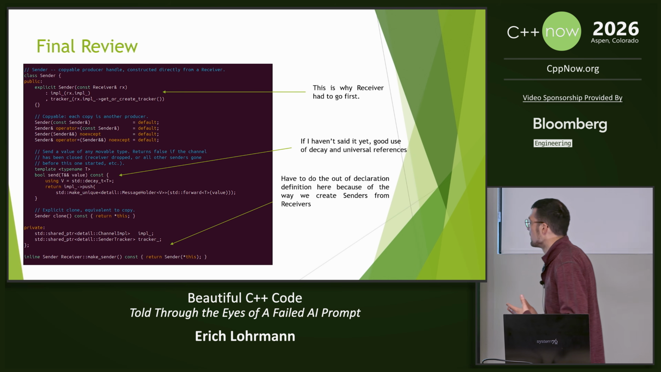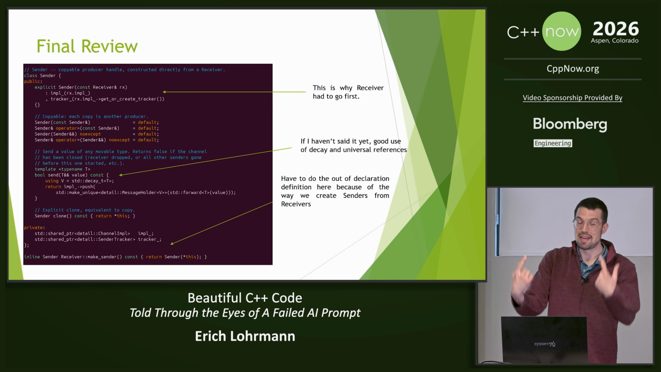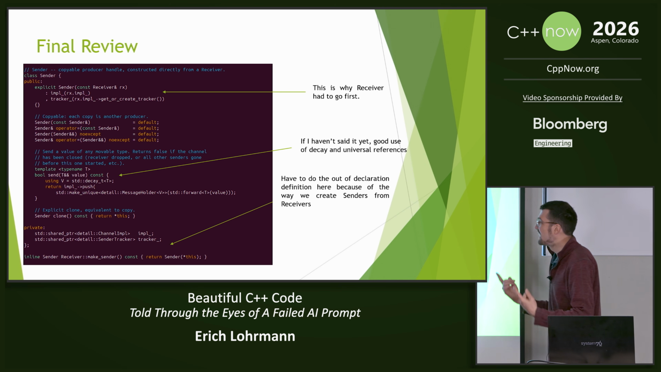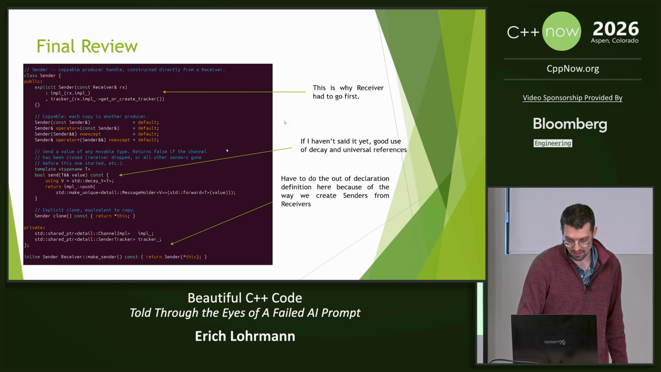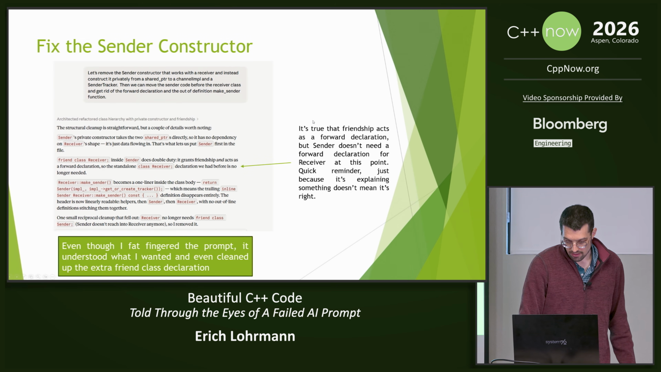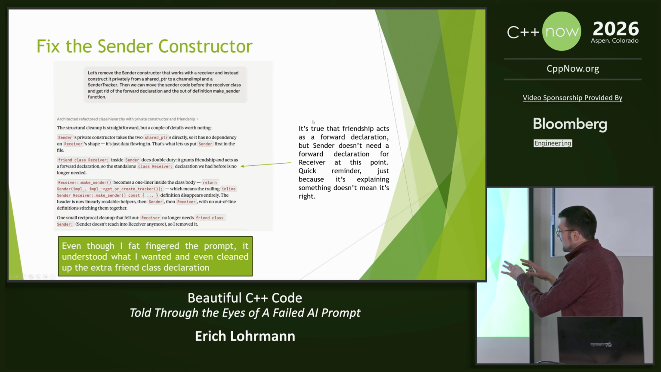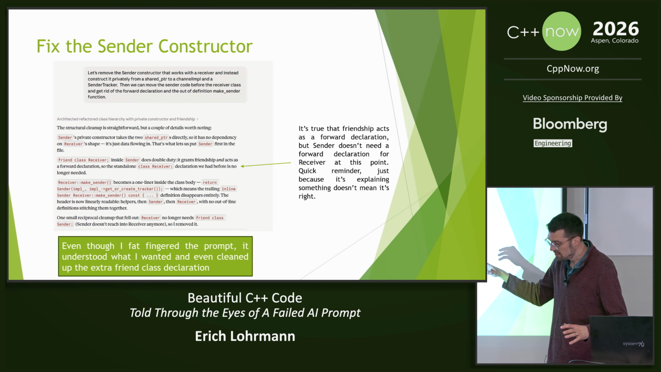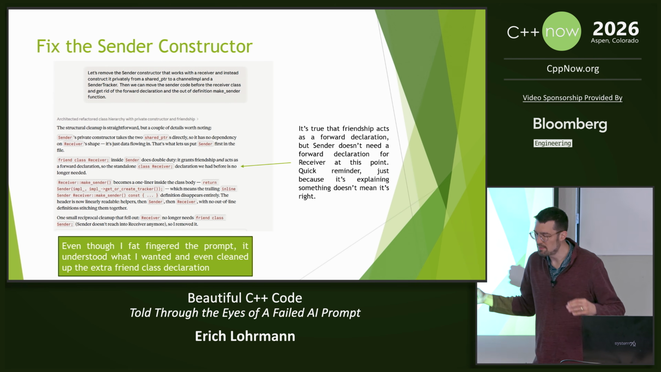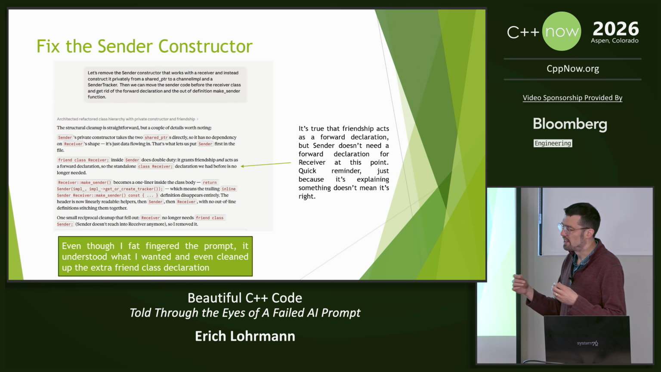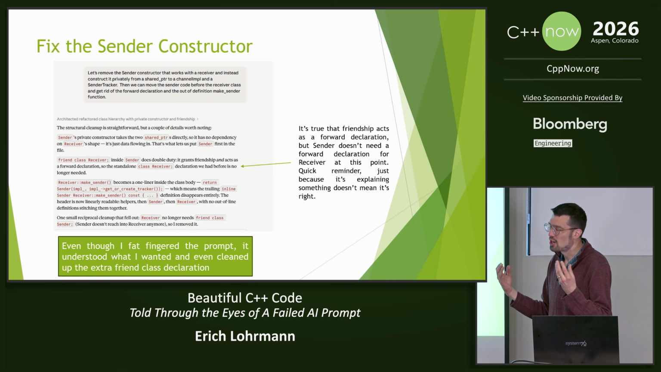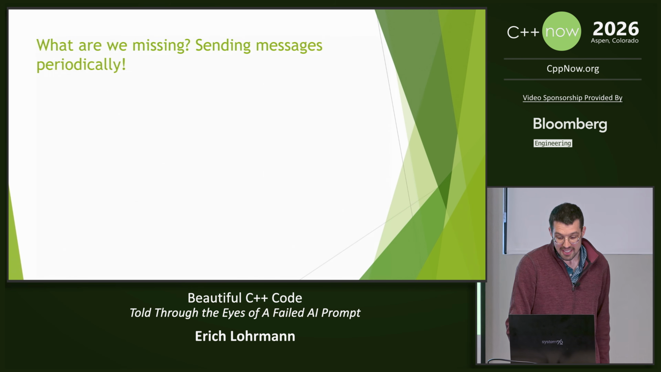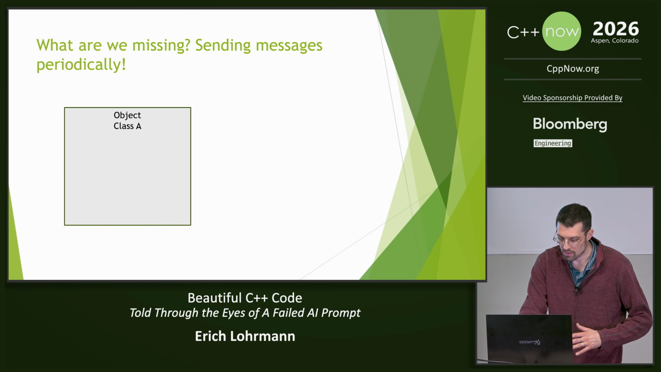And the fact that it does have the receiver friend, I can then do something like make that sending thing a private constructor. Okay, and then I get this nice little capability where senders cannot be constructed incorrectly with values like the make channel value or whatever. So I fat fingered the prompt, but it did get it right. Okay, so what are we missing now?